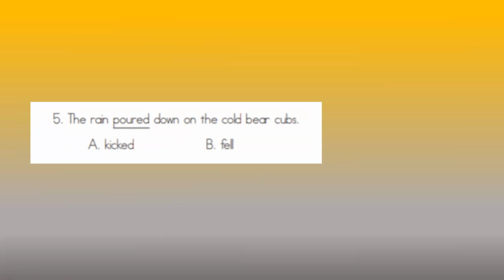Rain is our clue word. Let's try it with B, fell. The rain fell down on the cold bear cubs. That makes sense. Rain falls from the sky.